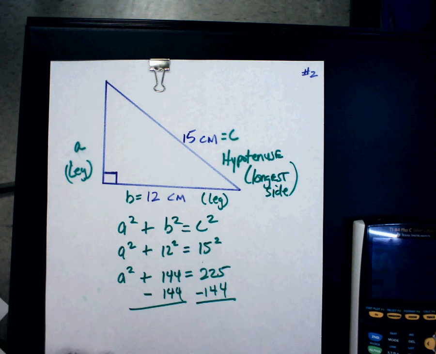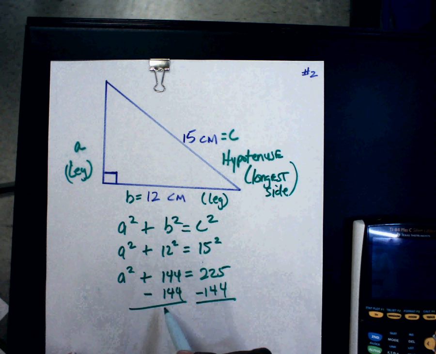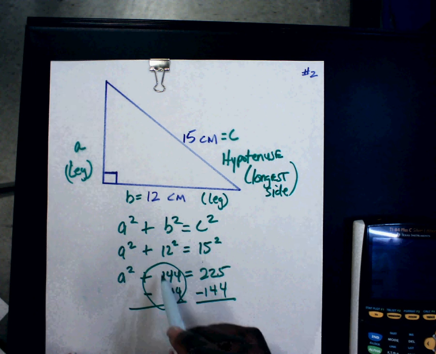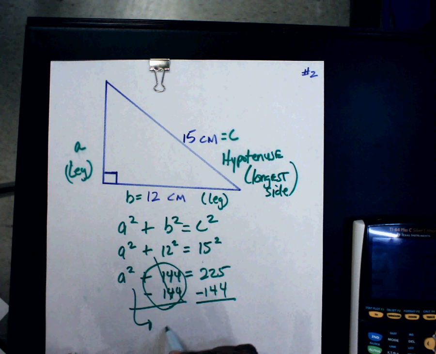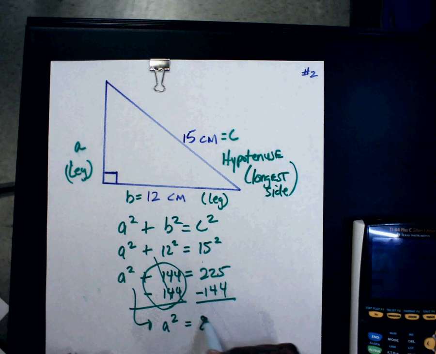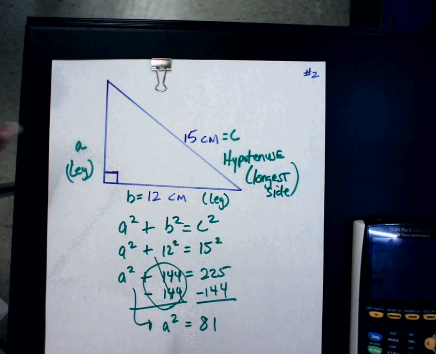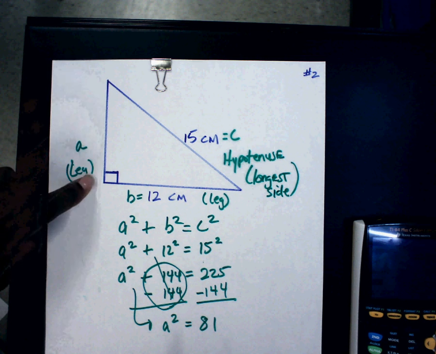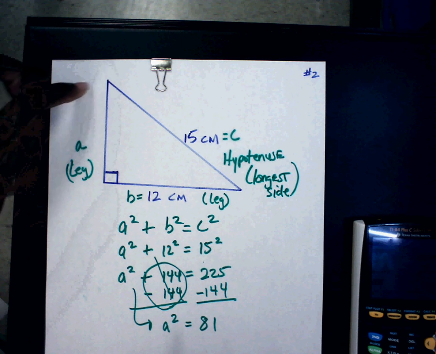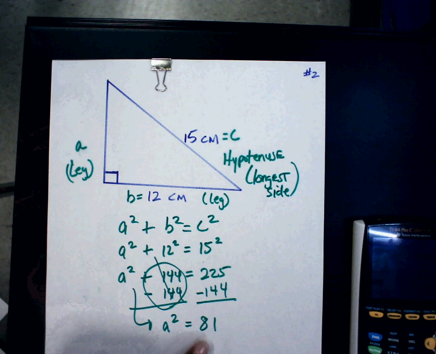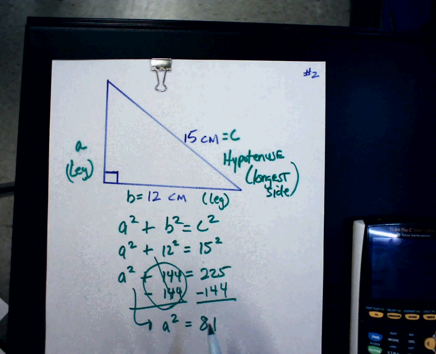So now we have, this is a pair of this, zero pairs. Zero pairs equal how much? Zero. Excellent. So now we're left with A squared equals 225 minus 144, which leaves us 81. So we have A squared equals 81. But we don't want A squared, we want A. We just want the length of the side, not the area of the square. We may not see this square over here, but we need to remember that A squared equals 81 gives us the area of the square.